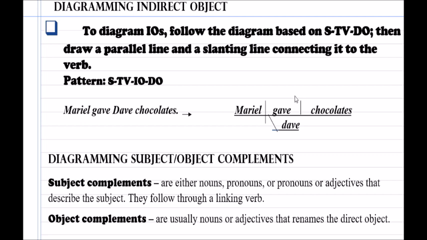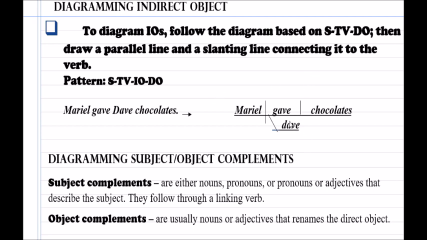Remember, you have to put another vertical line that does not go through the horizontal line to identify the direct object in the sentence. Now, there is an indirect object in the sentence. Where will you put the indirect object in the diagram? You have to draw a parallel line and a slanting line connecting it to the verb.